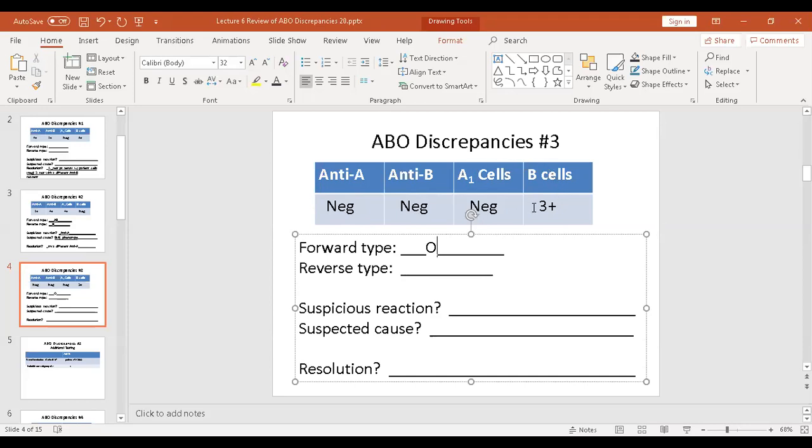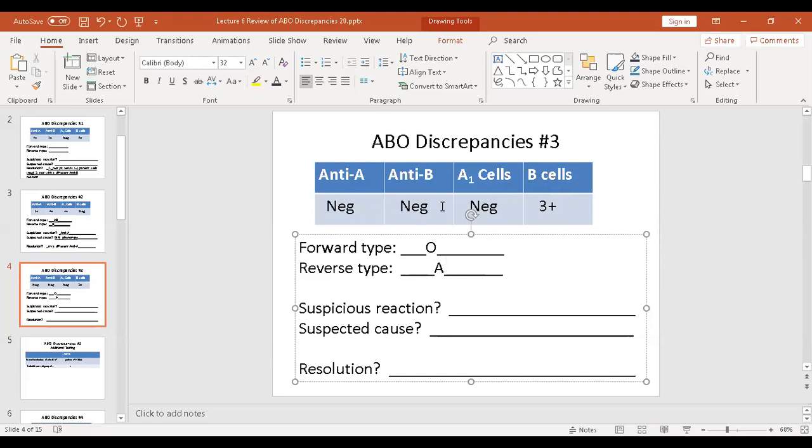on your reverse typing. And so when we look at the reverse typing, we see a very strong reaction with the B cells, meaning there is an anti-B there. But the anti-A is missing. And so with this reverse typing, the person actually looks like type A. Okay, so this is a mismatch.